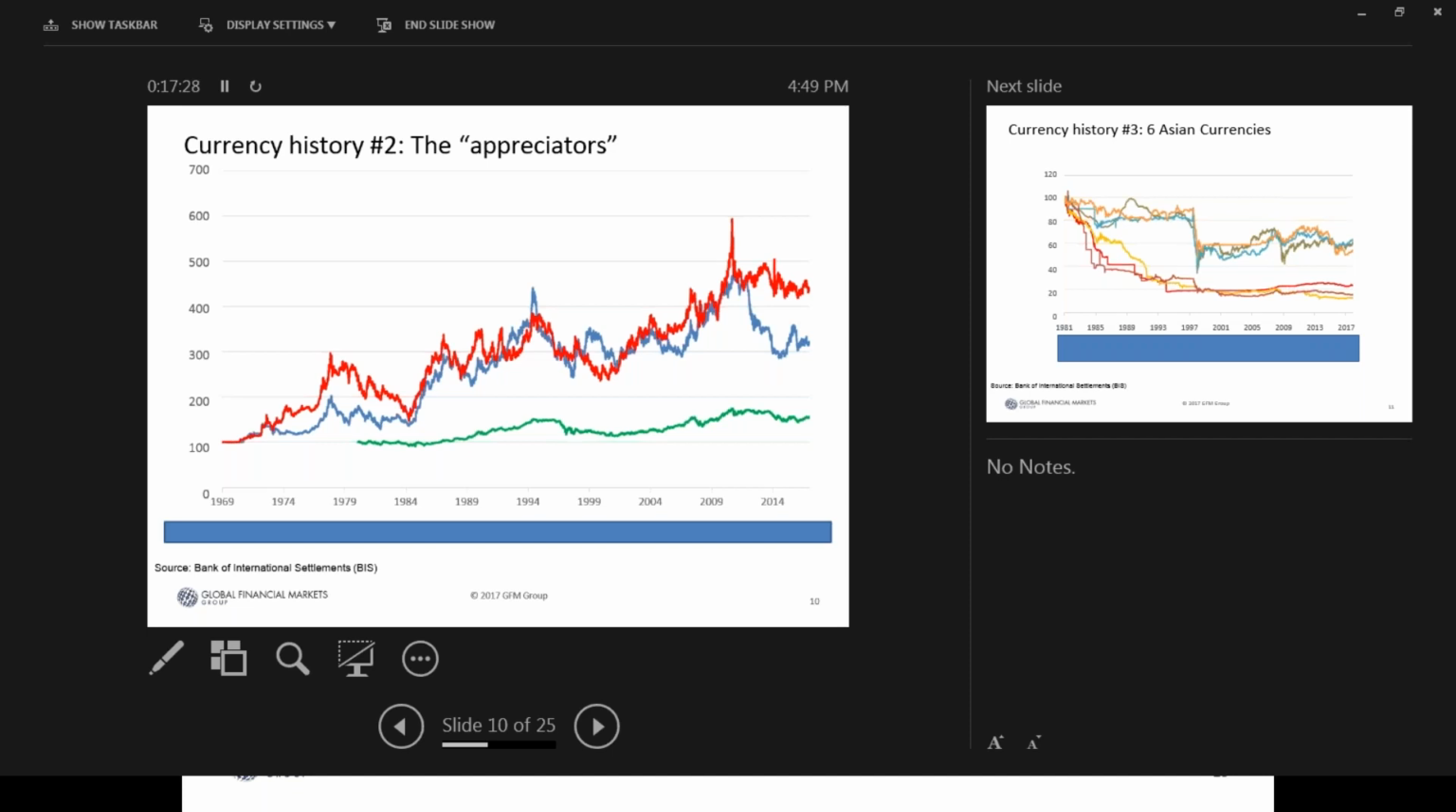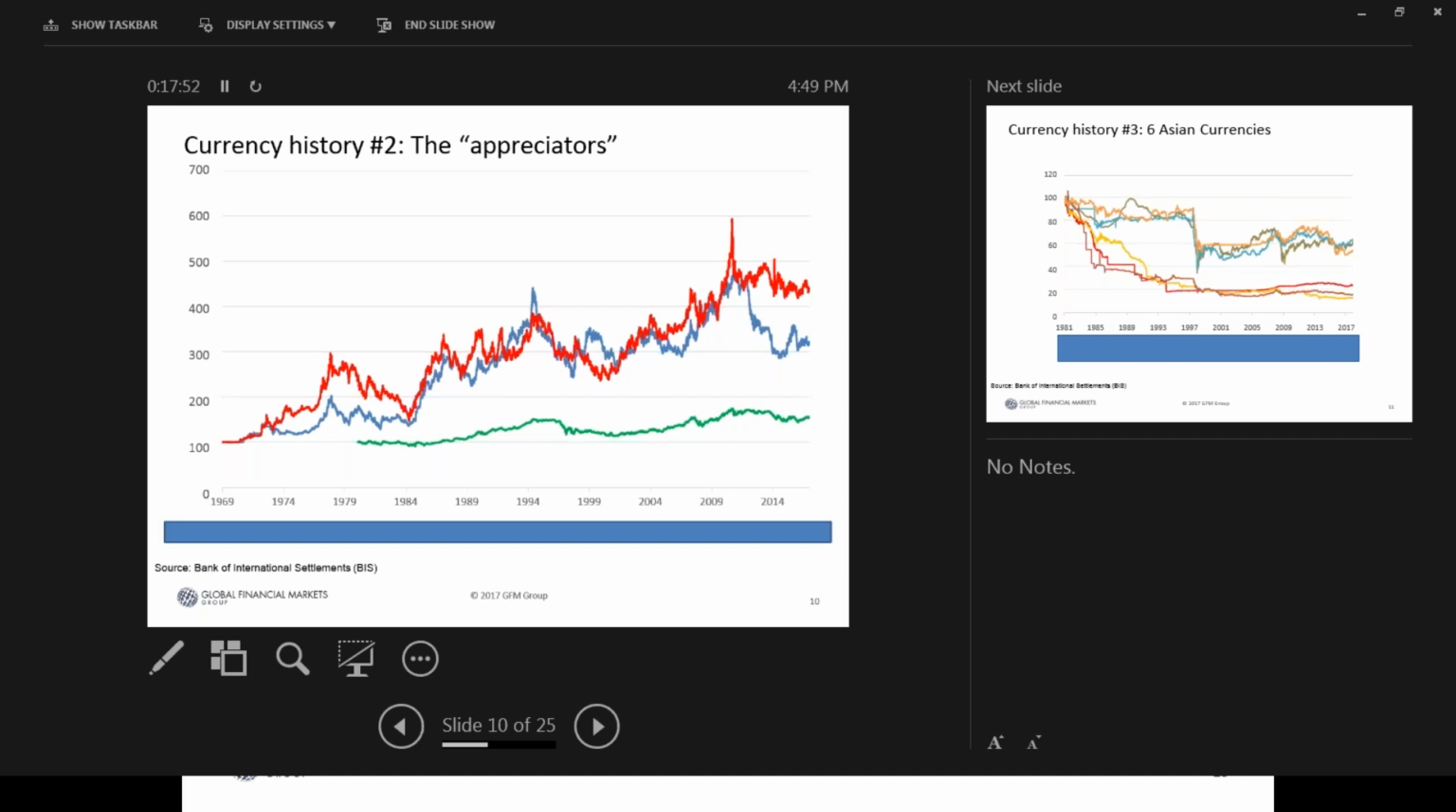although these 3 currencies really only started floating in 1971. And as one clue, the green currency on the chart only really started floating in the late 1970s, early 1980s. But these currencies are the ones that I call the appreciators because they have increased in value anywhere between double and 4 times over the past 40 years that the currencies have been floating.